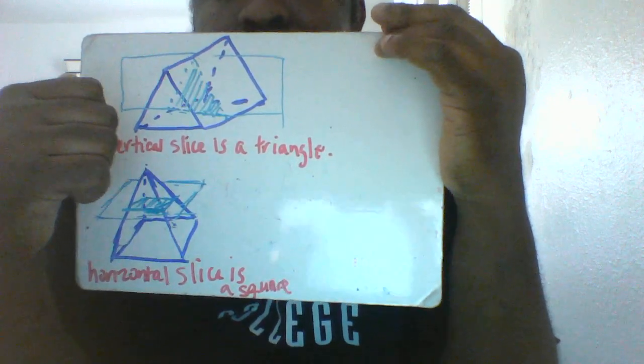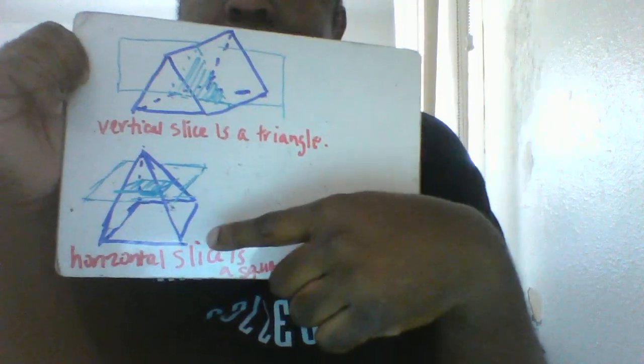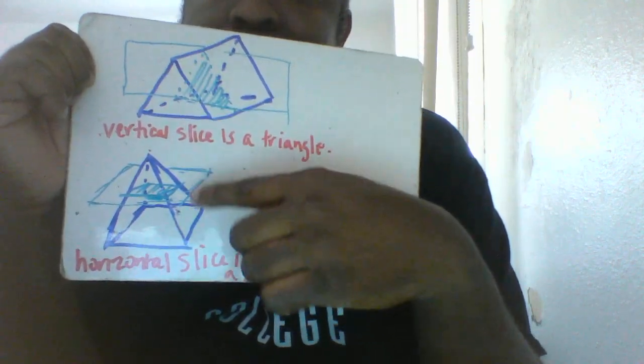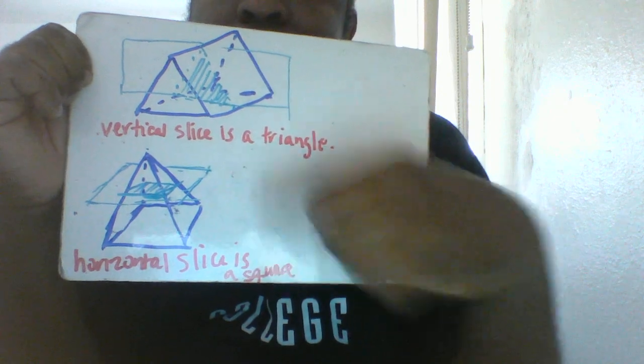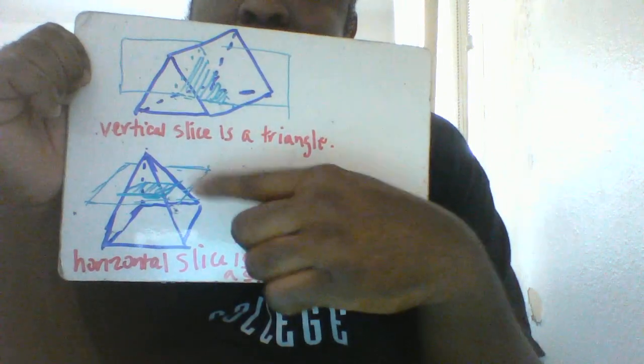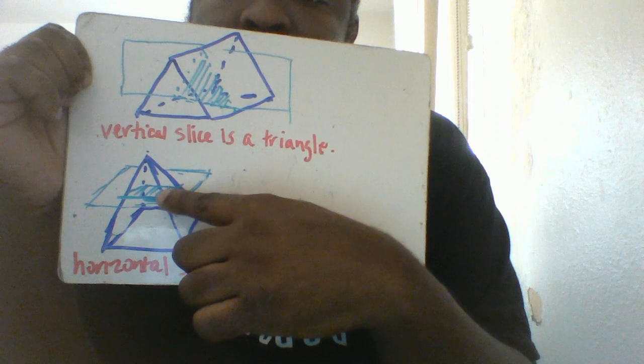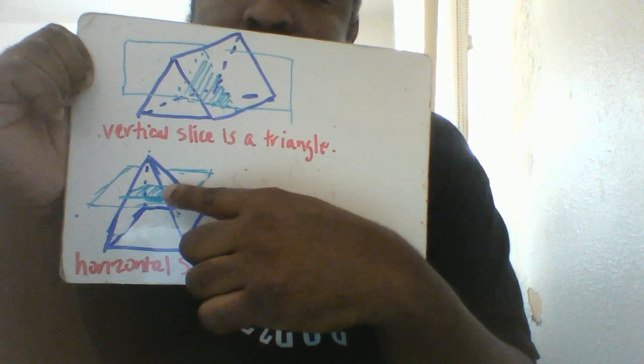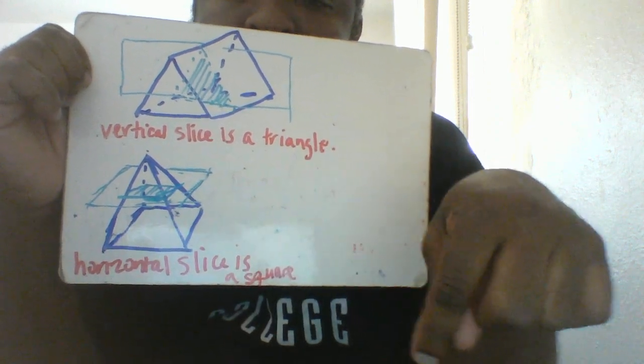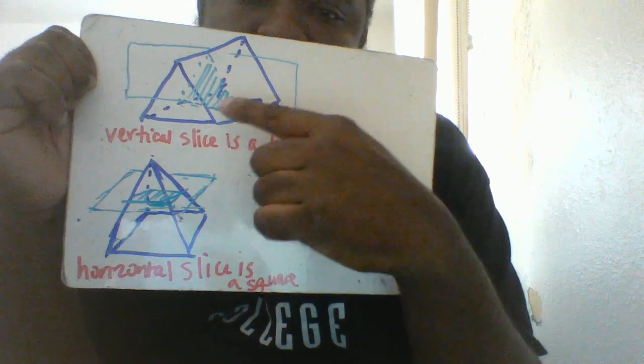Okay, now if you look at this last one, you have a pyramid right here. As you can see, it's cut horizontally. So what do you get when you cut it horizontally? You look at the little shaded area and you look to see what's created, okay? And you'll notice that it is a square. So that's the trick to solving this.